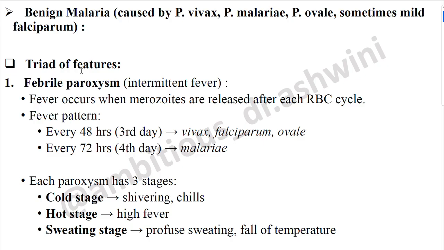Now we will see the triad of features. First one, febrile paroxysm, which is intermittent fever. Fever occurs when merozoites are released after each RBC cycle. Fever pattern: every 48 hours, that is the third day, for Plasmodium vivax, Plasmodium falciparum, and Plasmodium ovale. Every 72 hours, the fourth day, for Plasmodium malariae. Each paroxysm has three stages: cold stage, that is shivering and chills; hot stage, high grade fever; sweating stage, profuse sweating with fall of temperature.